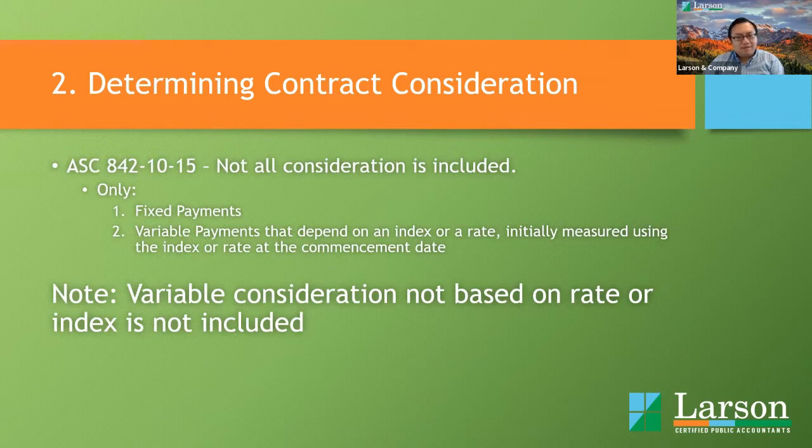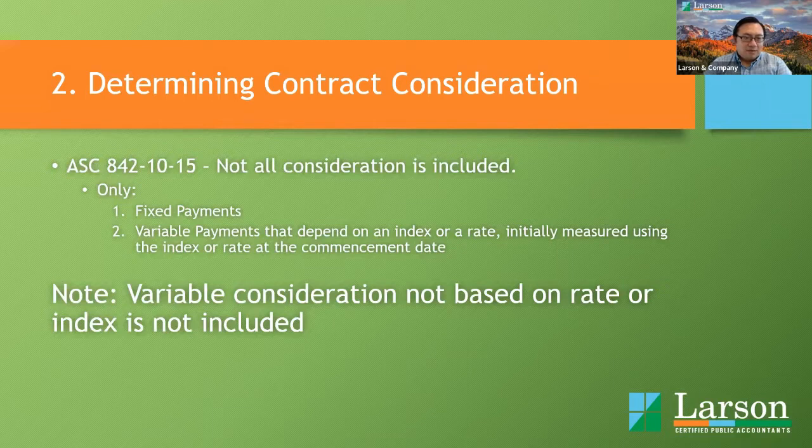Or you may be paying variable payments that are not based on a rate or an index. So those three different categories, the only items that you will consider for your contract payment, present valuing back to determine present value of future payments, will only be the first two. So your fixed payments, as well as your variable payments that depend on an index or a rate.